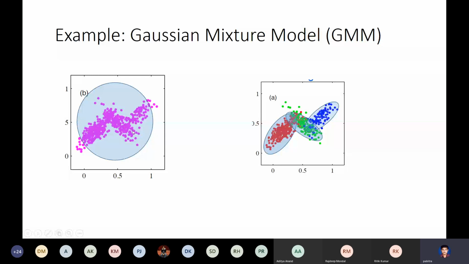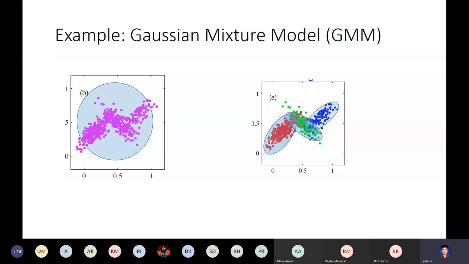So it is not a good fit. Instead, if we fit 3 Gaussians, one like this, one like this, and one like this, with all the points that belong to Gaussian 1 in red, Gaussian 2 in green, and Gaussian 3 in blue, this is a better model. This is a better fit. And this is called a Gaussian mixture model, GMM. It's a mixture of Gaussians. So let us see what it really means.